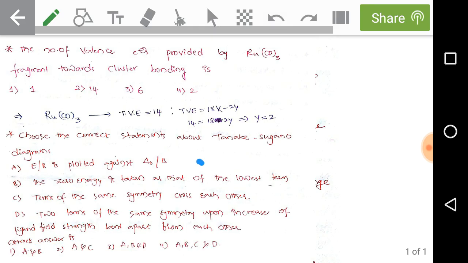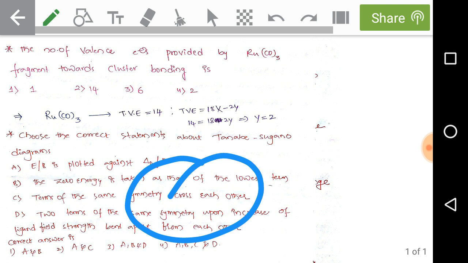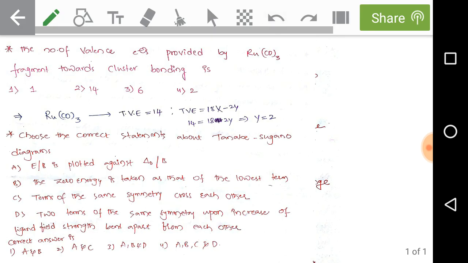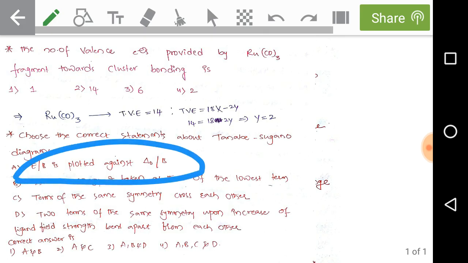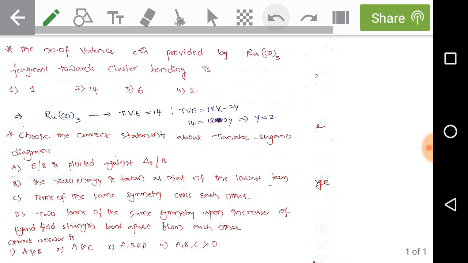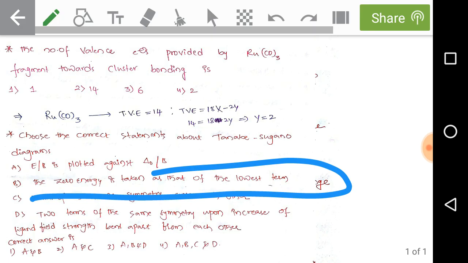Okay, and just look at the Tanabe-Sugano diagrams. We have already discussed this in our course, so just check the concept video on the Tanabe-Sugano diagrams. Right, just look at the first statement: E by B is plotted against delta 0 by B. This is the correct statement according to the Tanabe-Sugano diagram, and the zero energy is taken as that of the lowest term. This is also correct.